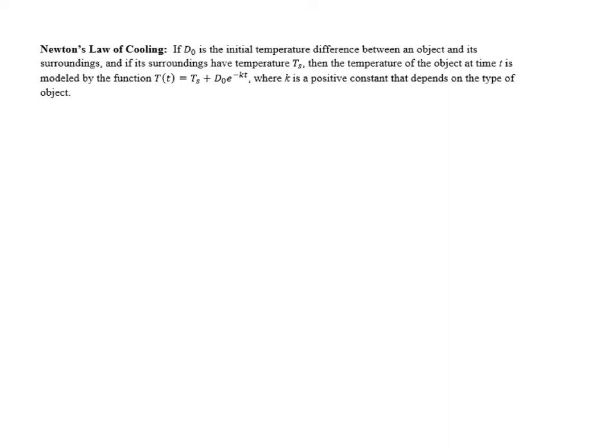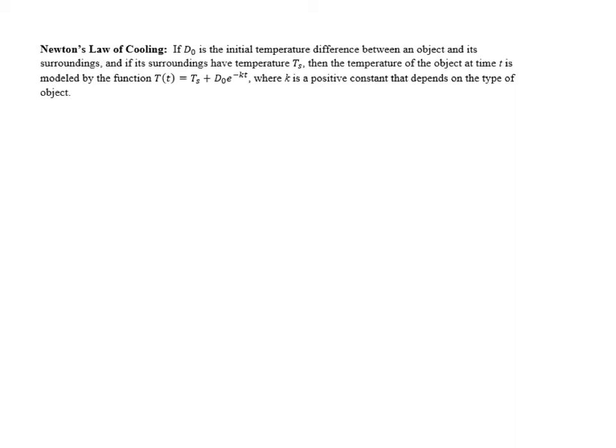All right, let's look at another example. This one involves Newton's law of cooling. If D naught is the initial temperature difference between an object and its surroundings, and if its surroundings have temperature T sub S, that's the temperature of the surroundings, then the temperature of the object at time t is modeled by the function capital T of lowercase t equals capital T sub S plus D naught times e to the negative kt, where k is a positive constant that depends on the type of object.